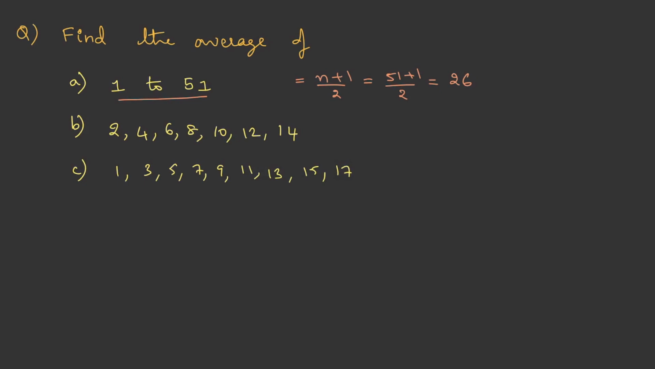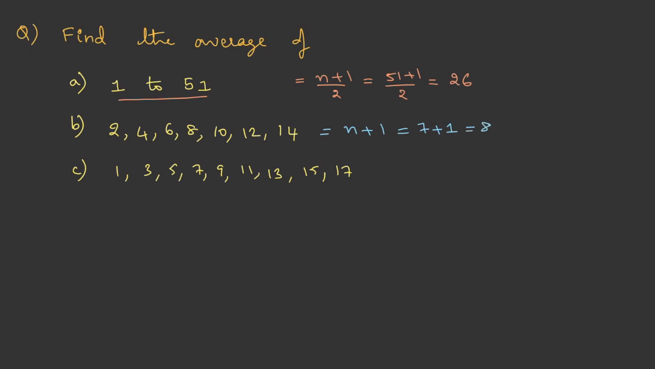Look at the second bit, we have 2, 4, 6, 8, 10, 12 and 14. These are 7 even numbers. So we already know the formula for even numbers is n plus 1. Here the number of digits is 7, therefore 7 plus 1, that is 8.